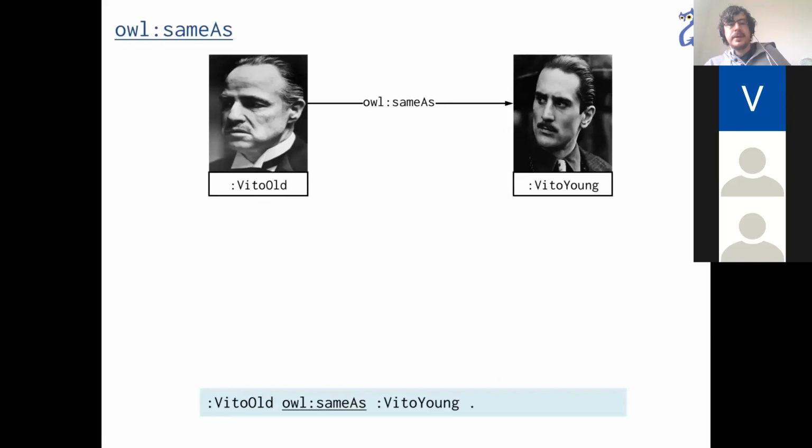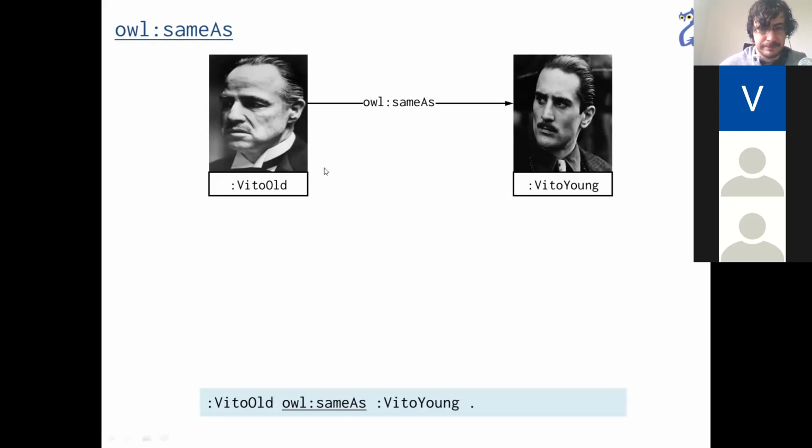Okay, so the first feature that's very useful in OWL that we can use is equality. We spoke before about how there's no unique name assumption. What happens if two nodes or two terms are really referring to the same thing? We can actually express this in OWL. We can express this using the same as relation.